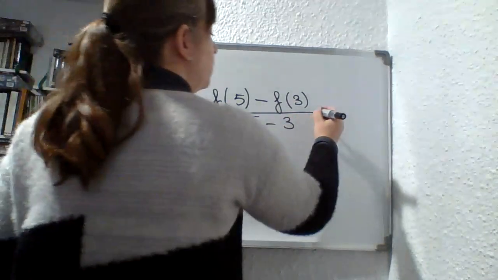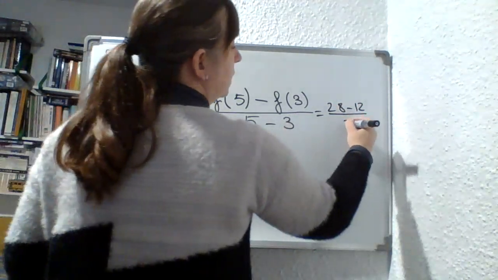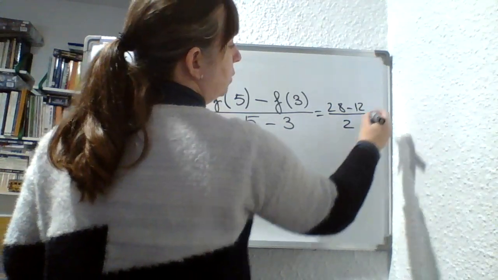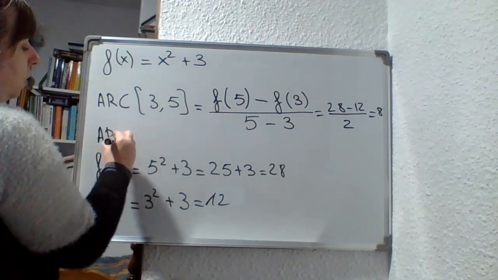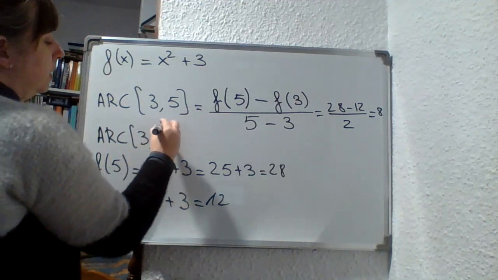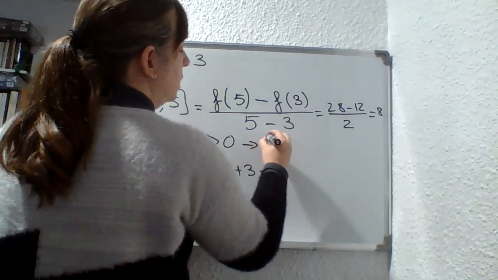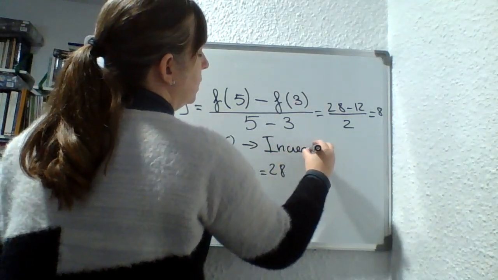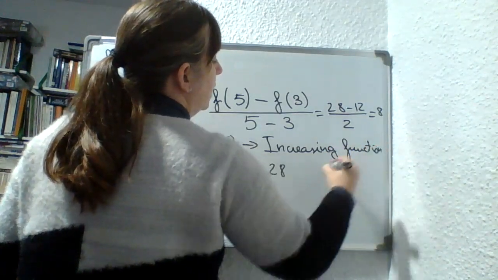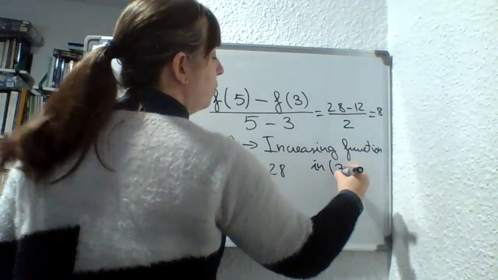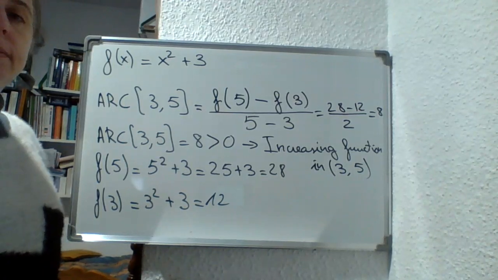So the average rate of change will be 28 minus 12 divided by 5 minus 3, that is 16 divided by 2, 8. The average rate of change between 3 and 5 is 8, so it's positive, so it is an increasing function in the interval 3, 5. Okay?